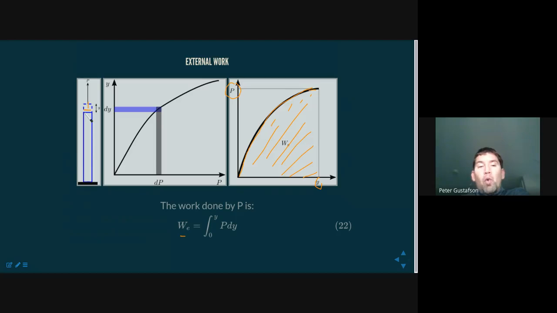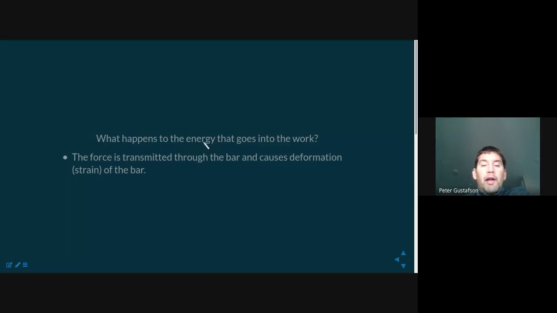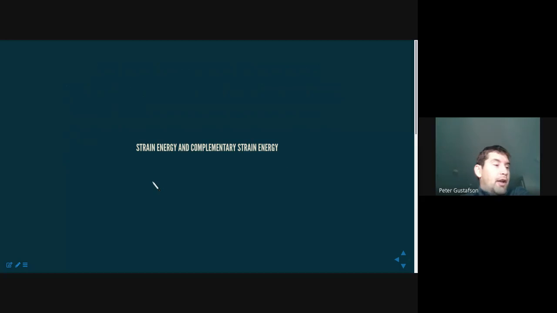It needs to go somewhere. We know that these conservation principles are true, at least in a non-dissipative conservative system. So what happens to that energy that comes associated with that work? Here's what happens. The force at the tip gets transmitted into the bar. The force carried now by the bar causes deformation, called strain in the bar. And then it gets stored as a type of energy in the bar.